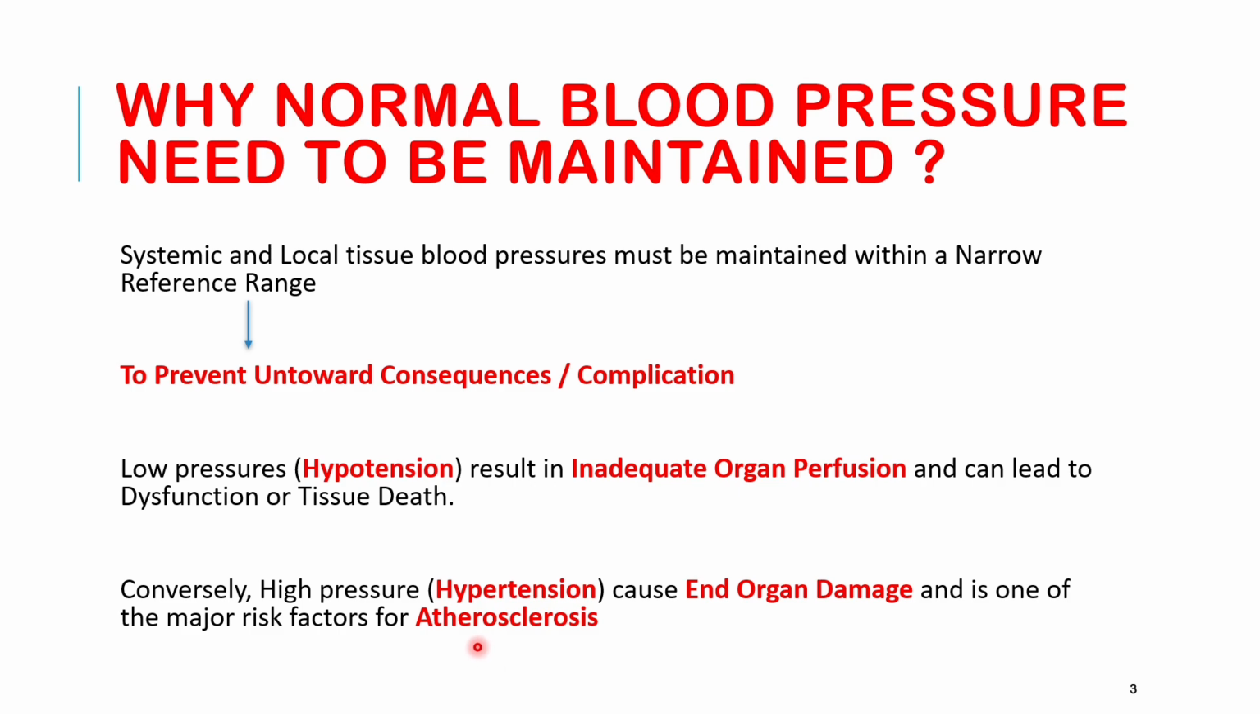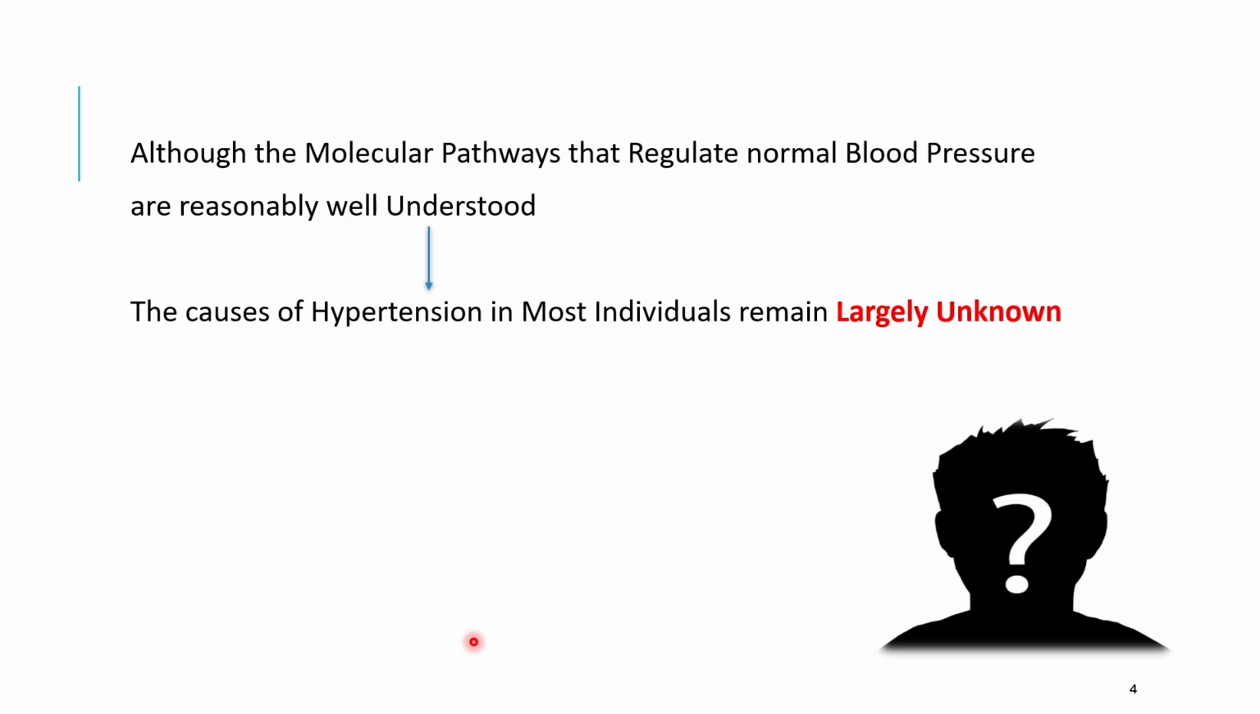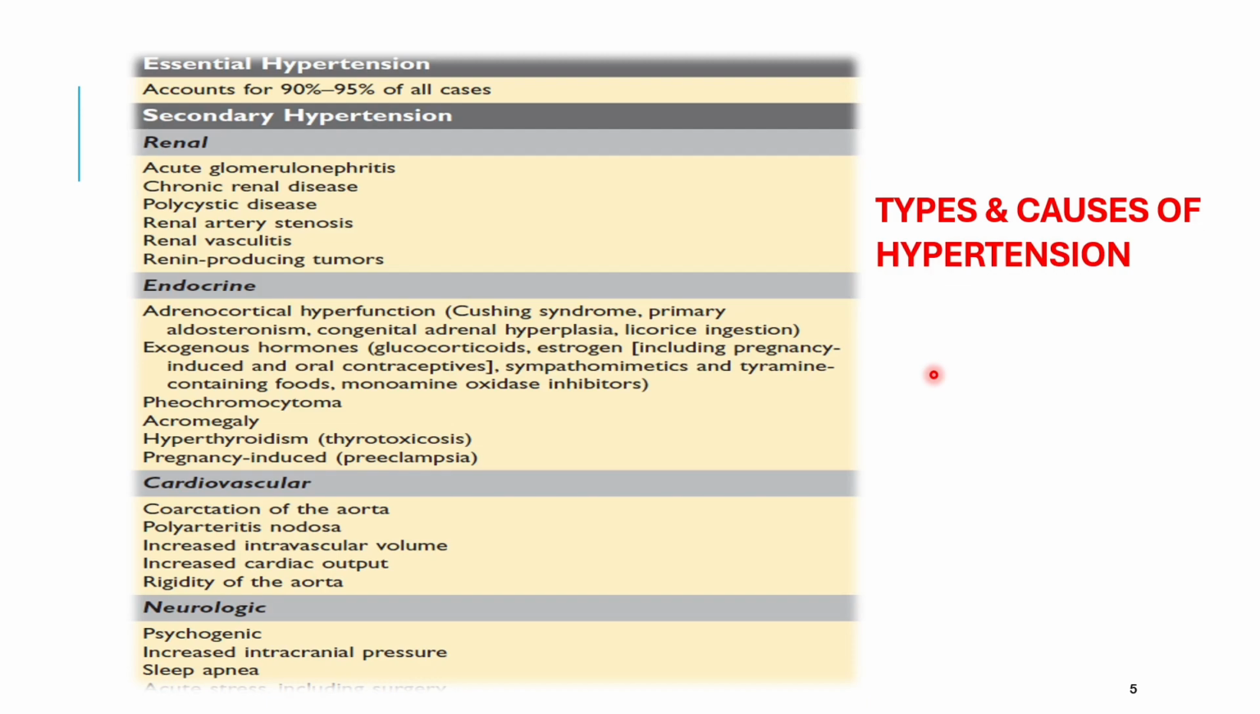So that's why blood pressure needs to be maintained within the reference range. It is written in the Robbins book that although the molecular pathways that regulate normal blood pressure are reasonably well understood, right? We know that the renin-angiotensin system importantly regulates blood pressure. So many pathways are understood, but still the exact cause of hypertension in most individuals remains largely unknown.